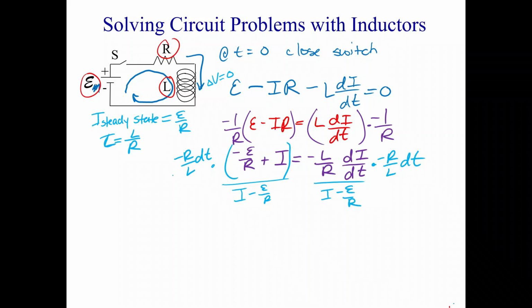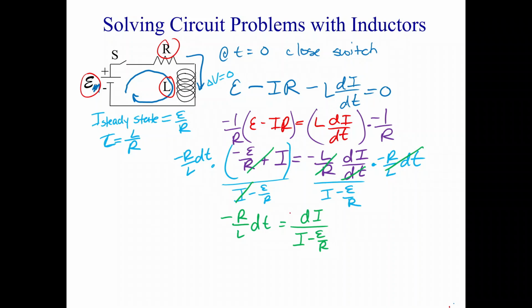So what that gives me on the left is the negative R over L dt. On the right, that's going to give me dI over I minus E over R. And now we're actually ready to integrate.